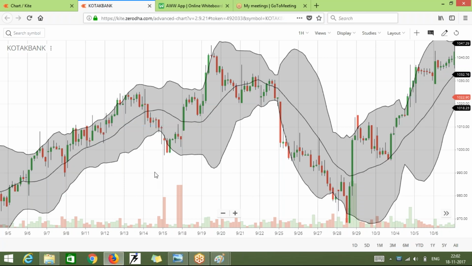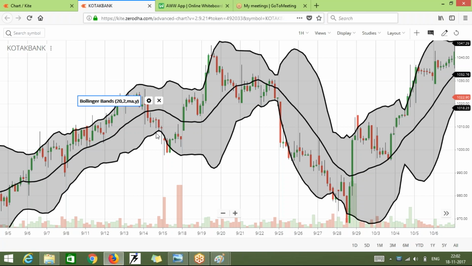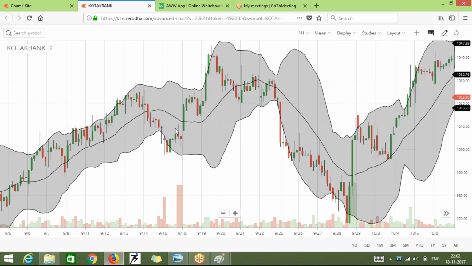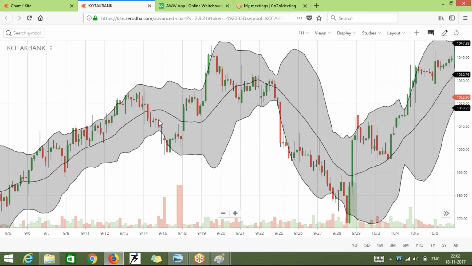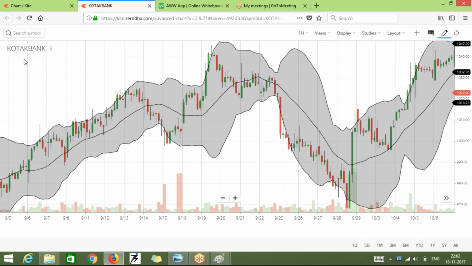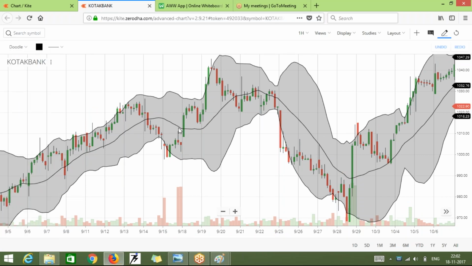Here what happens is, this is a candle being formed. This is almost touching the lower band of the Bollinger Band. And please see this red candle, which is almost forming a lower low than this candle. Please compare these two candles, this candle and this one.